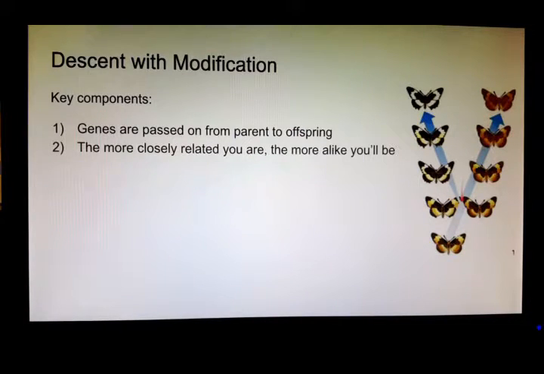And you can also see that if one side of your family splits, you could look way different than the other side of your family. So this is the basics of descent with modification. Again, there's these two key components. I would encourage you guys to get those in your notes. So pause the video and play the video.